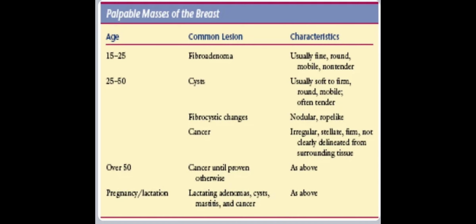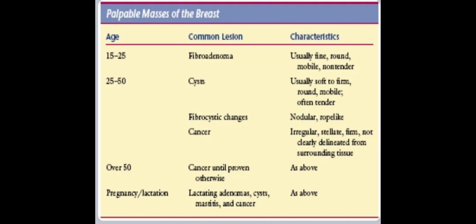Usually, a cyst is soft to firm, round and mobile, and often tender, no? Movable po siya. Pag nandoon po na tayo sa cancerous na mga tumor, it is non-movable, it is nodular and irregular po yung kanyang shape, no? And clearly delineated from surrounding tissue. Para makikita mo talaga na nakakaiba po siya doon sa specific na area ng kanyang overall breast tissue.